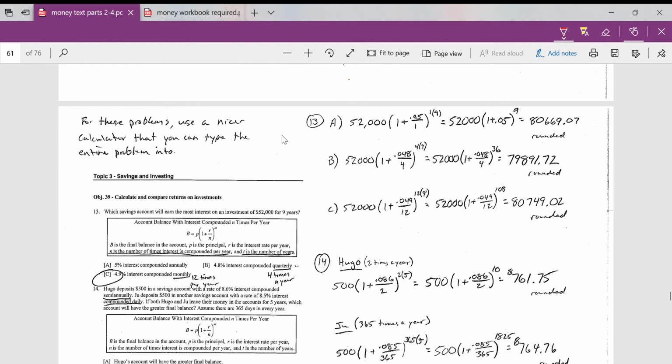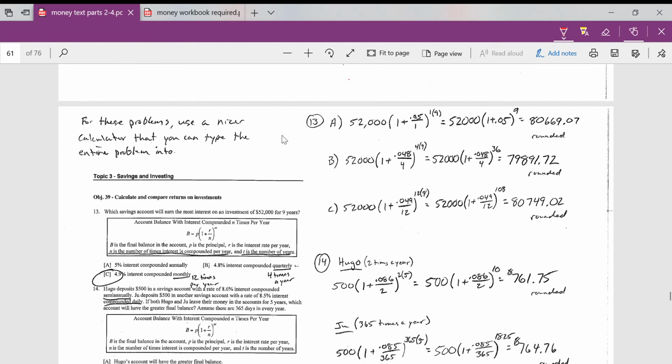Objective 39 is very, very similar to Objective 38. It's looking at compound interest. A lot of the problems you're going to be finding multiple answers using a very similar formula and often seeing which situation is better and will give you more money. One difference is that they're not going to fill in some of the numbers that they filled in before. We're going to have to plug all the numbers in.